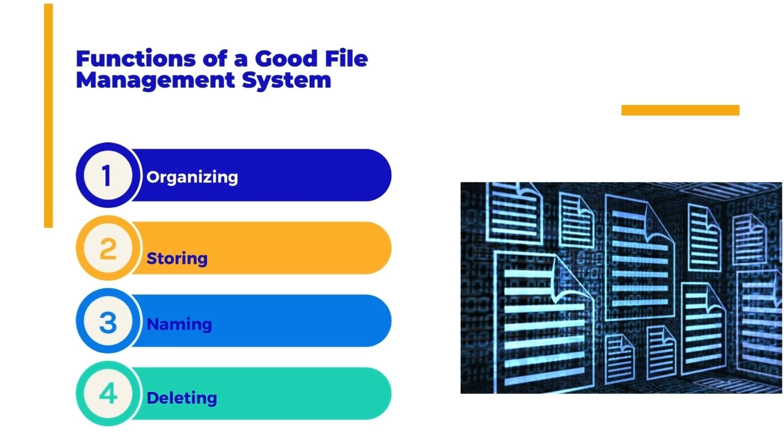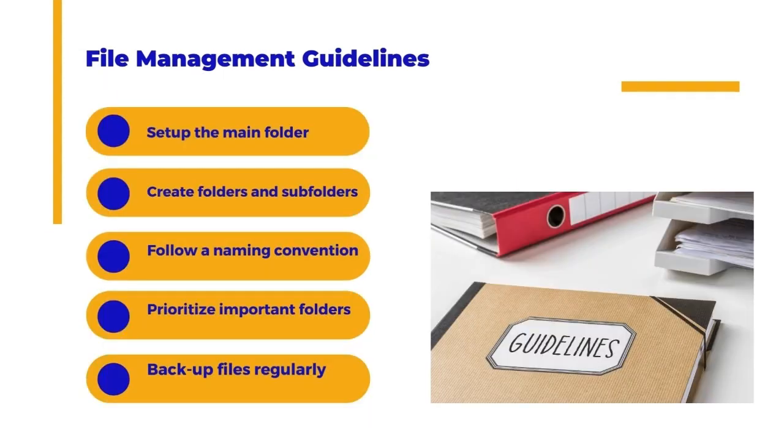So we have guidelines for a good file management system. The first step towards having effective file management is to set up a main folder for all your files. Let's say for example you have different clients, so you set up a main folder for all of the clients. That main folder will contain all other folders or subfolders. The second thing is to create folders and subfolders in a logical hierarchy.